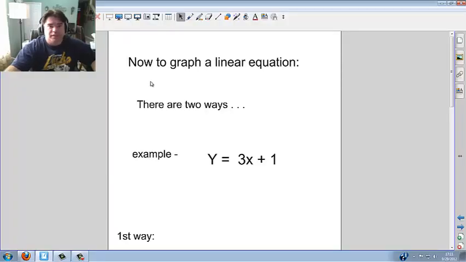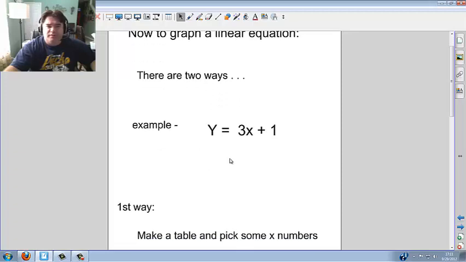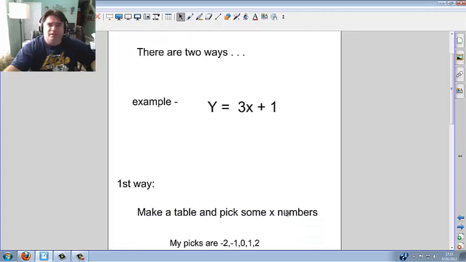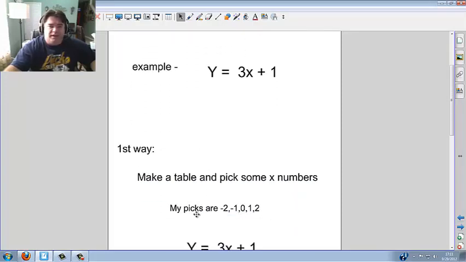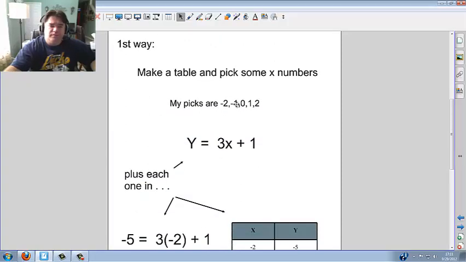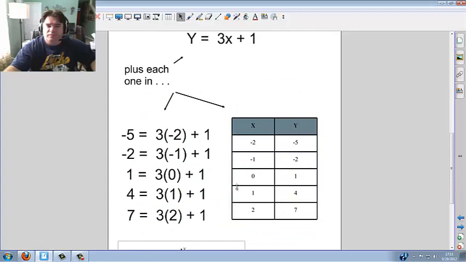And back. Now, to graph a linear equation, there are two ways. Example 1, y equals 3x plus 1. The first way is to make a table and pick some x numbers. Okay, I could pick negative 2, negative 1, 0, 1, and 2, plug them into the 3x, and make a table. 3 times negative 2 is negative 6, plus 1 is negative 5. 3 times negative 1 is negative 3, plus 1 is negative 2.